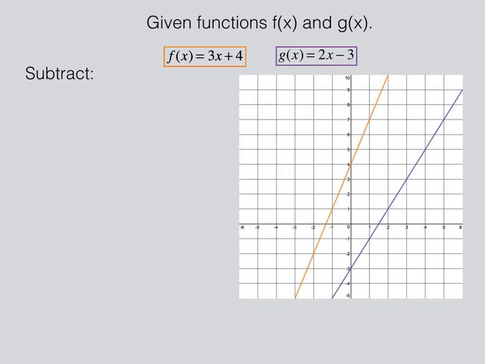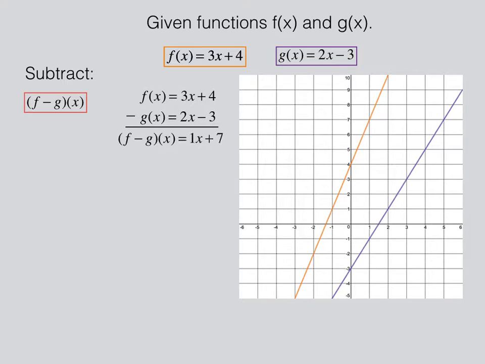If we were asked to subtract the functions, it might look like this, f minus g of x. That simply means f of x minus g of x. So we can write these vertically. We can subtract the like terms. So 3x minus 2x is 1x, and 4 minus negative 3 is really 4 plus 3, or 7.